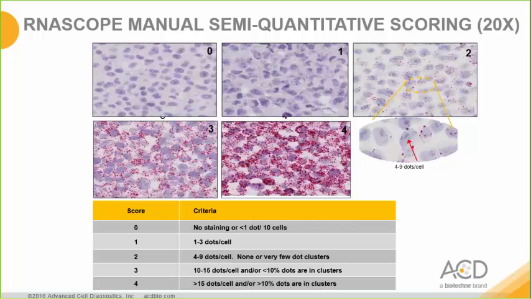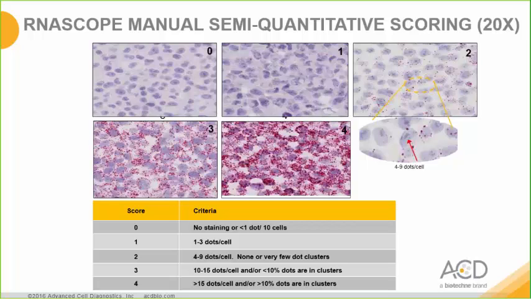A similar semi-quantitative scoring system, shown in the table here, was developed by ACD's R&D department and used in the Pharma Assay Services group here at ACD. This is a 0 to 4 system based on the number of dots per cell, again, not on dot size or intensity. No staining or less than 1 dot per 10 cells is a score of 0. 1 to 3 dots per cell is a score of 1.